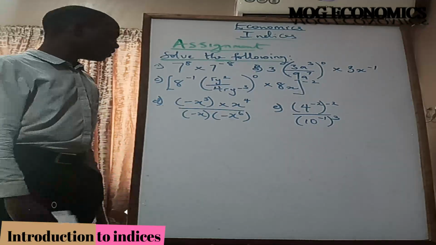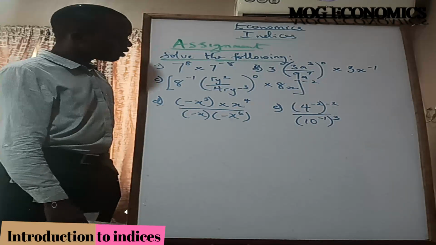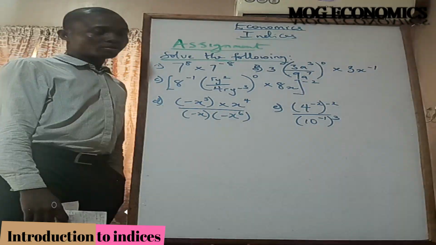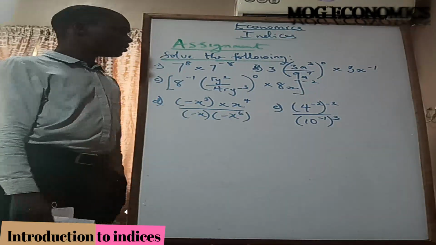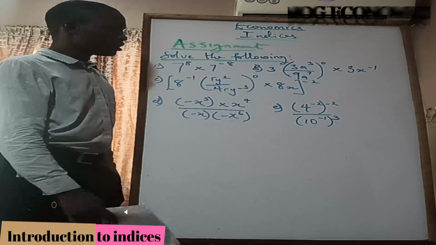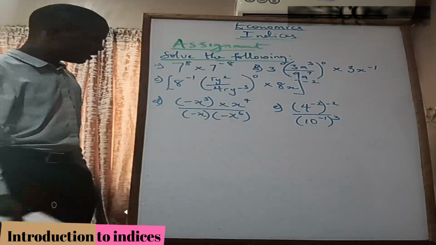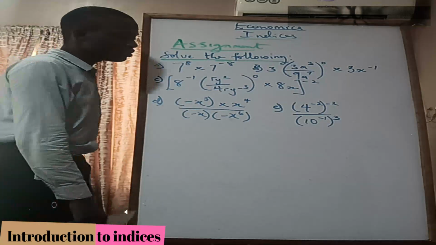Then C is all of this, a raised to power minus 1, open brackets, ry squared. So the square is just for y, over 4ry raised to power minus 3. In this case, again, the minus 3 is just for y. Then close the bracket, raised to power 0 times 8x. Then the whole of this thing raised to power minus 2. And D is clear enough. Then E is what it is.